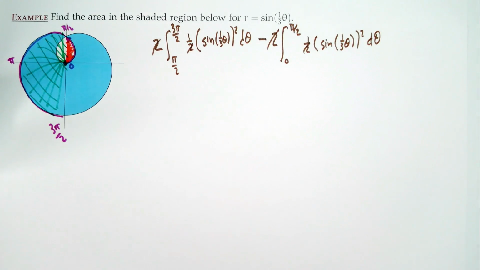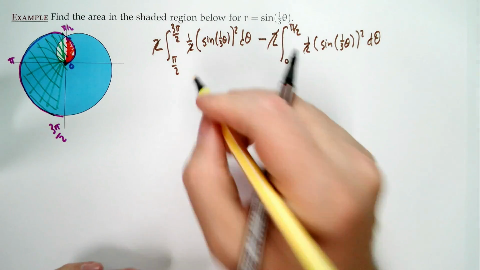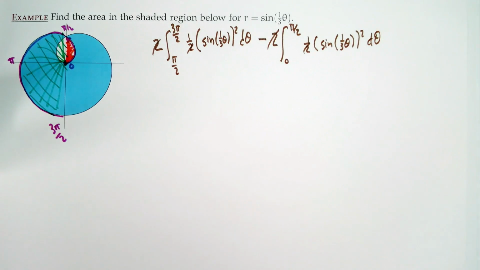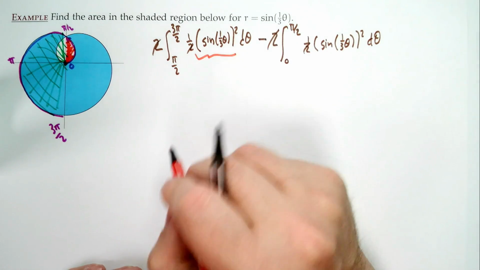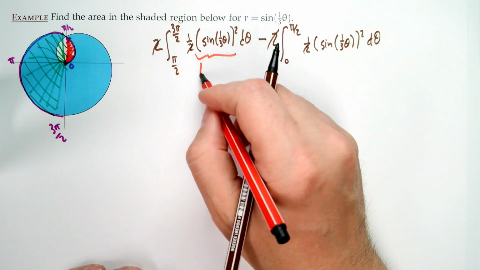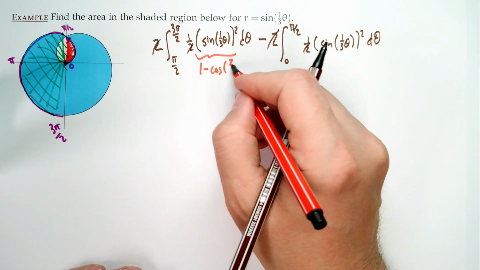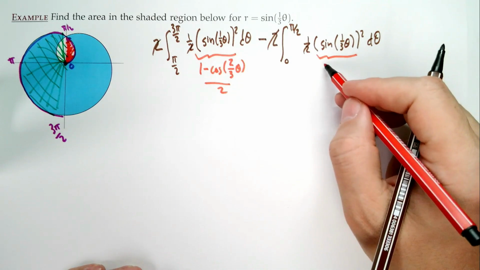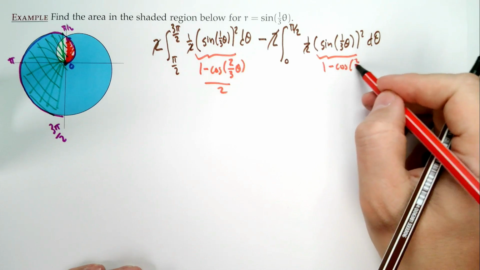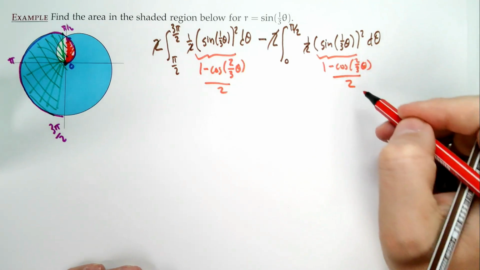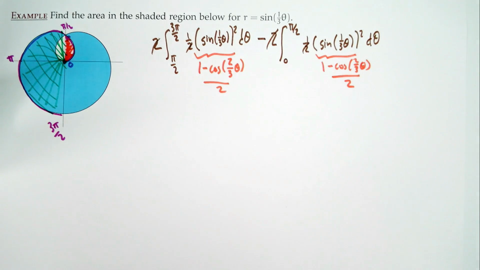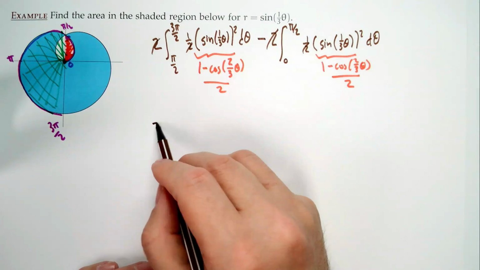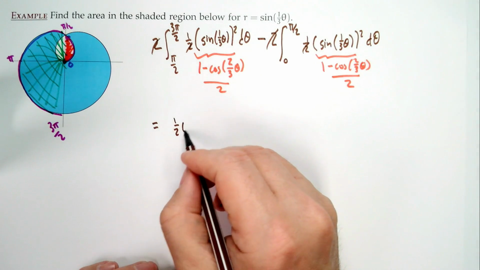So what do we do? Well, we do power reduction. Let's try a better color. This term right here, sine squared of 1/3 theta, will become 1 minus cosine 2/3 theta over 2. And same thing, 1 minus cosine 2/3 theta over 2. So we're actually doing the same integral. That's good because it means we're not going to have to think twice as much. We just have to do it twice as often.